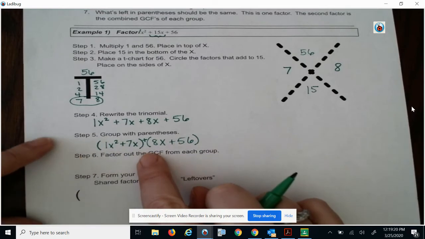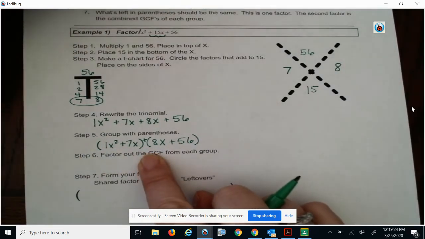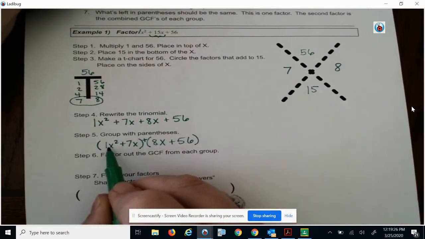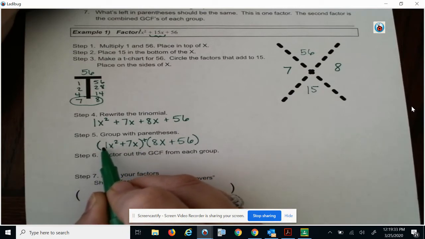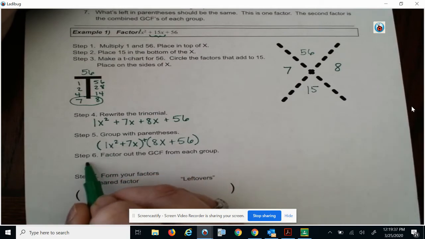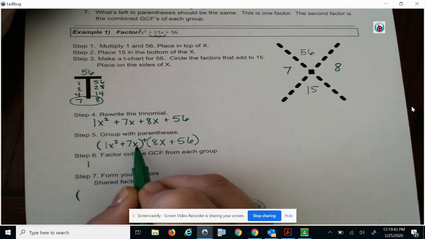Now we're going to factor out the GCF for each group, like what we did in our previous lesson. So if I look at x squared and 7x, I want to find the GCF. Well, there's a 1 here, so number-wise, my GCF is 1. And with our variable, they both have an x. And I'm going to take the x with the smallest exponent, which is this invisible 1 here.